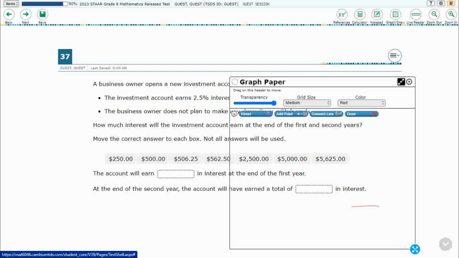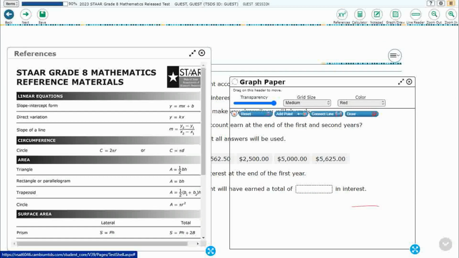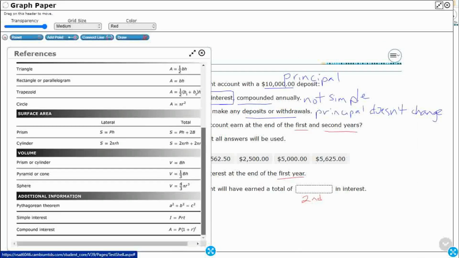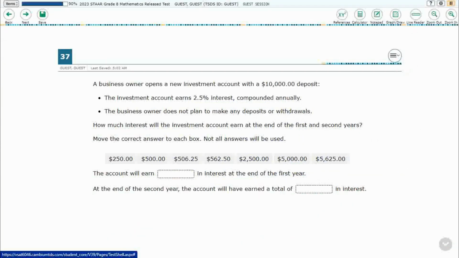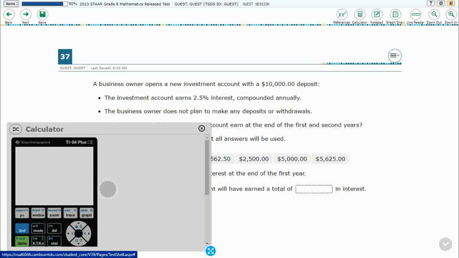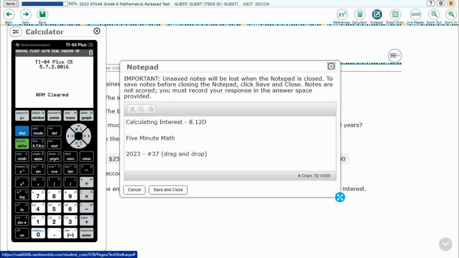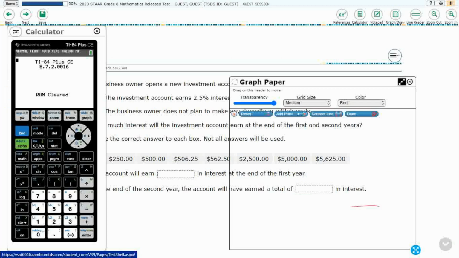All right, so let's open up our reference materials here. I'm going to scroll all the way down to the bottom. You see there's simple interest and compound interest. We want that second one, that compound interest. All right, so A equals P times (1 plus r) to the t. That's our formula we're going to use, and we are definitely going to need our calculator. So let me get that open here. What we're going to need is probably just the graphing calculator for the calculations. And now we have all those things. We are ready to go.